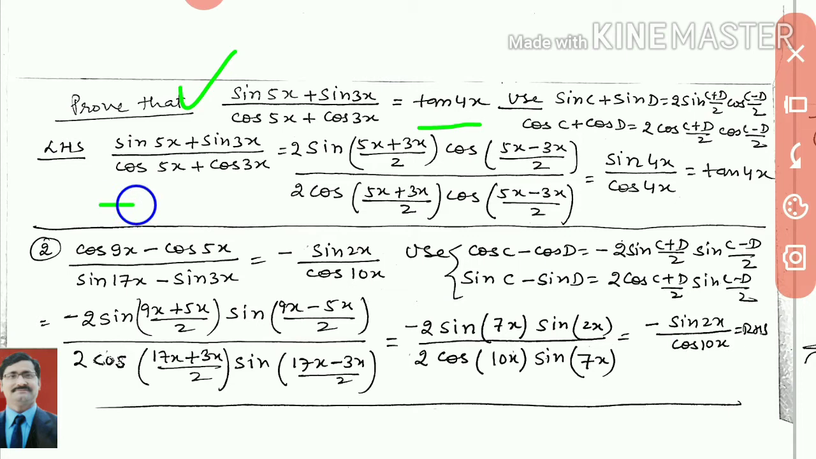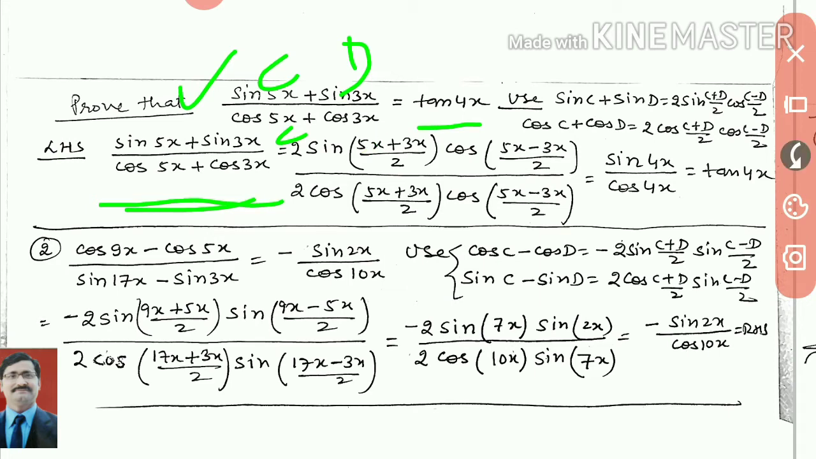Look here, when you use it in the numerator, you can check sin and cos, where c is 5x and d is 3x, so you will get 2 sin (5x plus 3x)/2 cos (5x minus 3x)/2. In the denominator c is 5x and d is 3x, so you will have 2 cos (5x plus 3x)/2 cos (5x minus 3x)/2.